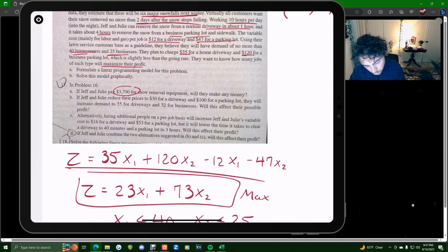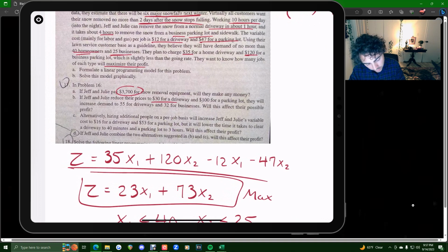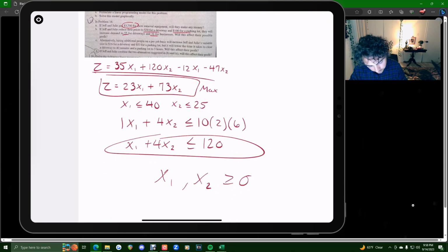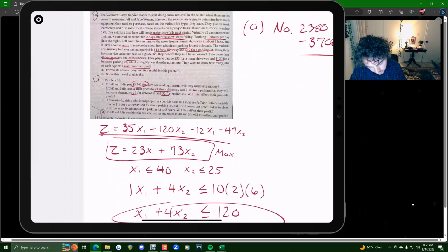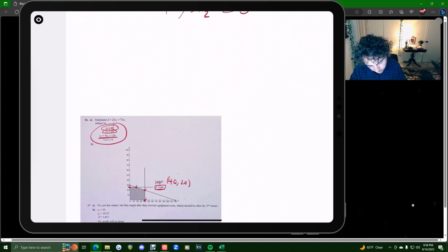If they reduce their prices to 30 a driveway and 100 per parking lot, they will increase demand to 55 and 32. Will this affect their possible profit? Now, I might have to get into the graphing side of things here, unless they've done it for us. Nope. Okay, I'm gonna take my shot at this. So bear with me, please.